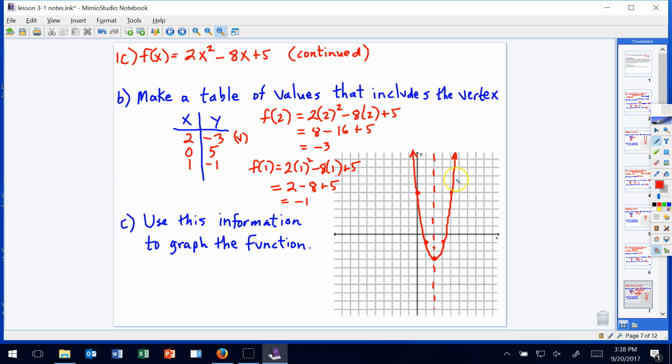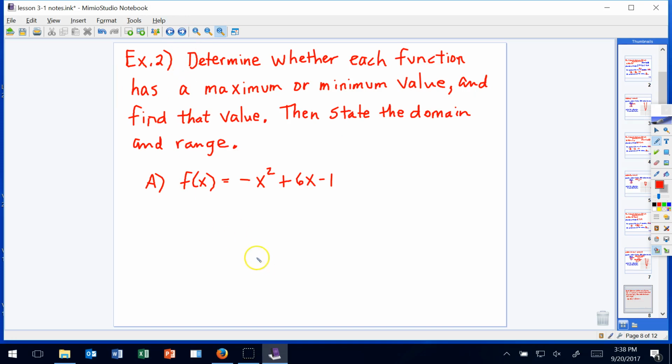And that should take care of this problem. So I hope that gives you enough. You're going to be doing some problems very much like this. I tried to give you some good representatives of those types of problems. And then the second block of problems, your directions will change. Determine whether each function has a maximum or a minimum value, and then find that value. And then we'll talk about domain and range.